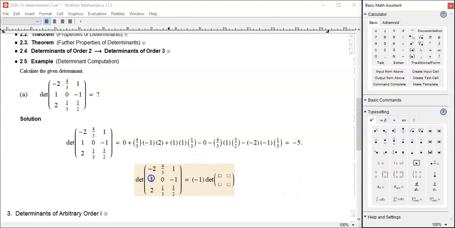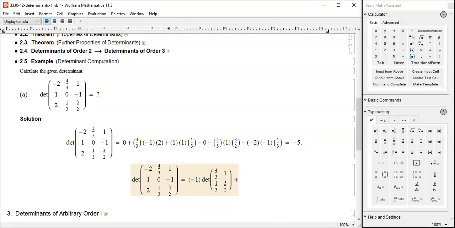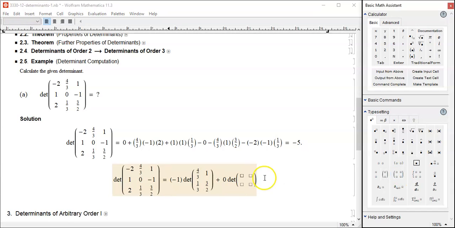so you see, we selected this one, cross this out and those out. So what's left will be 4/3, 1, and then 1/3, 3/2. You see, I have to cross the first column and also this row. So 4/3, 1, 1/3, 3/2. 0 times determinant of something, I don't care.